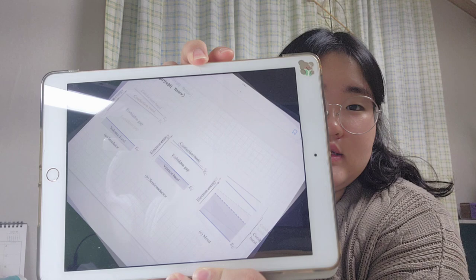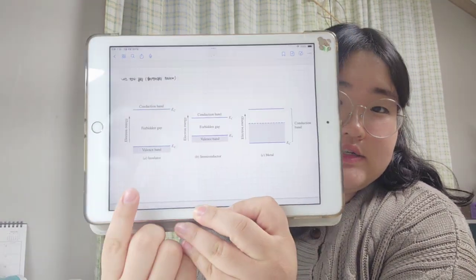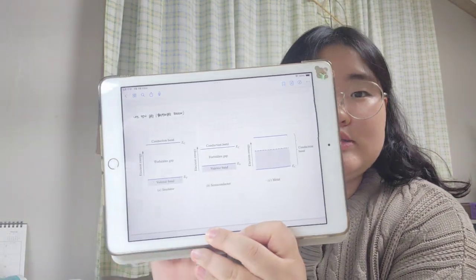As you can see on this screen, this is insulator, semiconductor, and metal. The semiconductor is the material which has a middle band gap. Insulator is the material which has a very big band gap, so the electrons can't move to the conduction band from the valence band, so it can't flow current. In contrast, metal is the material which has a very small band gap or no band gap, so the current flows very well.